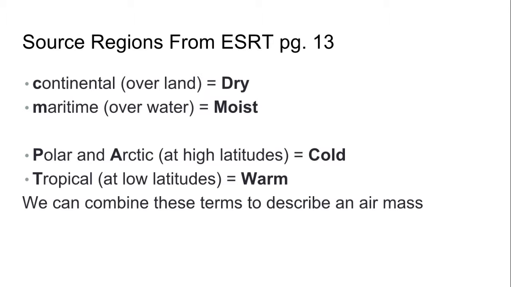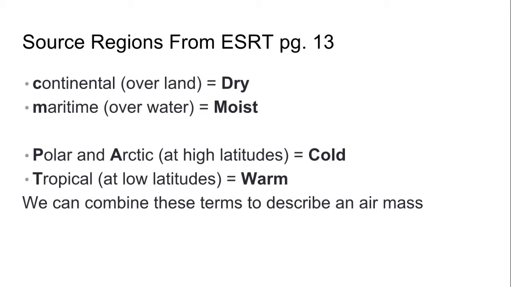So if an air mass forms over land, it's considered to be a continental air mass. And since it forms over land, the air will tend to be dry. If it forms over water, it's called maritime. And obviously, if it forms over water, then it's going to be more moist. We also have a couple different places where it can form as far as whether it will be cold or warm. So a polar or Arctic air mass will form at higher latitudes, and this will be colder air. And tropical will form at lower latitudes, and this will be warm.